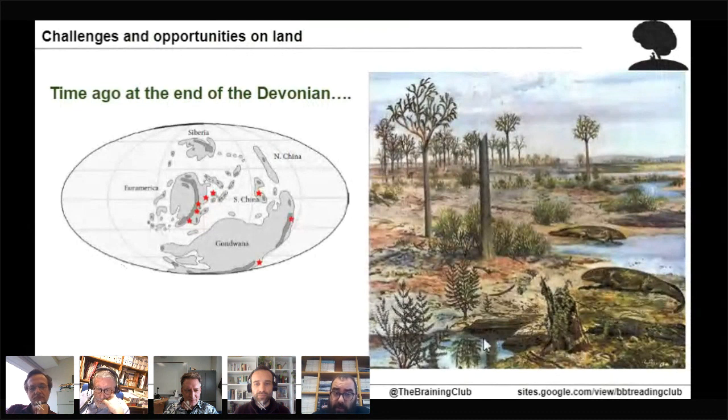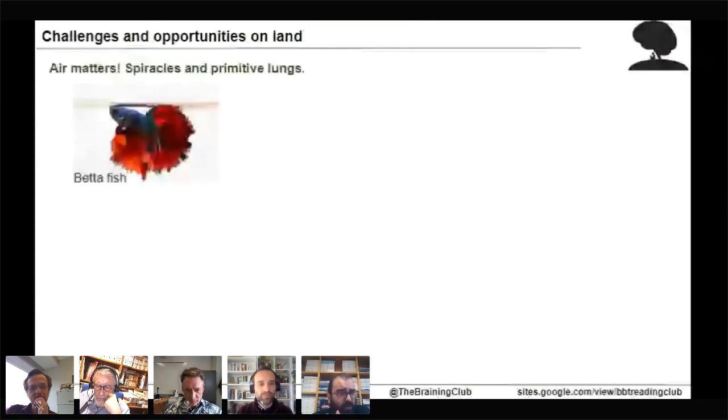to a niche generally devoid of predators and full of potential prey, as invertebrates had already invaded land. By the late Carboniferous, fully terrestrial vertebrates had already emerged. But moving to land implies overcoming several challenges, the most notable of which would be air breathing.